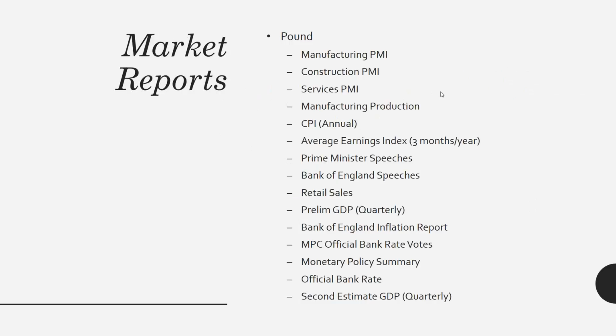On the British pound, there's an abundance of market reports that can create volatility. It's the manufacturing PMI, the construction PMI, the services PMI, the manufacturing production, the CPI, the average earnings index, prime minister speeches, Bank of England speeches. You've got the retail sales, the preliminary GDP, the Bank of England inflation report, the bank rate votes, the monetary policy summary, the official bank rate, the second estimate GDP, and of course the Brexit talks will currently affect the British pound as well.